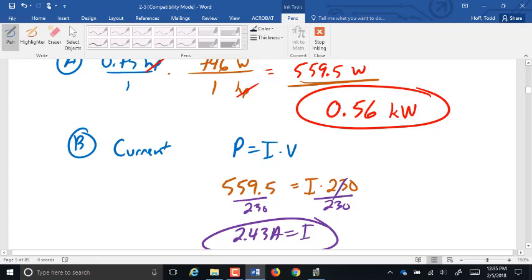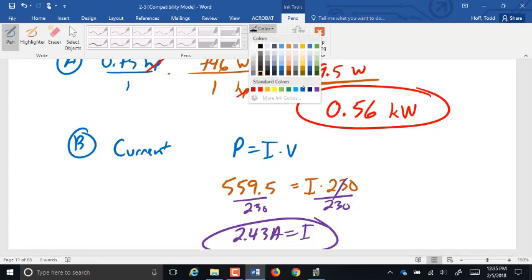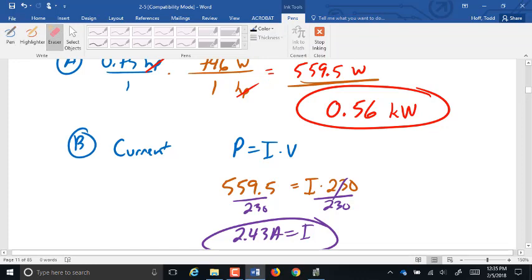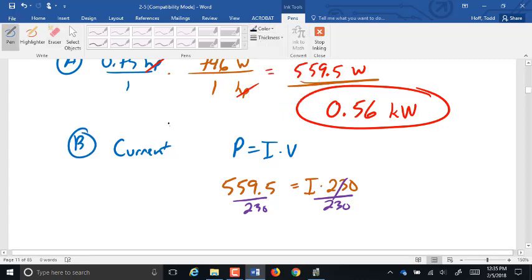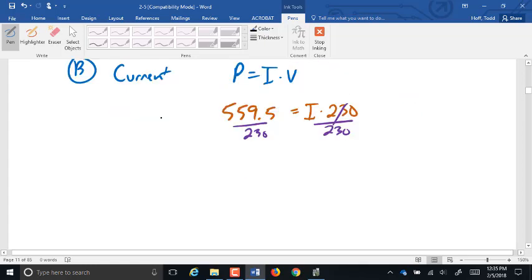Actually, you know what? You know what I screwed up there, though? We've got to consider the efficiency here. Is that what you got for amps, the 2.43? No, you know what I did? I did the horsepower as the... Gotcha. So what we have to do here is consider the efficiency of the 0.76. And since we have an output of that 0.75 horsepower, 559.5 watts, we have to take that 559.5 watts divided by 0.76.